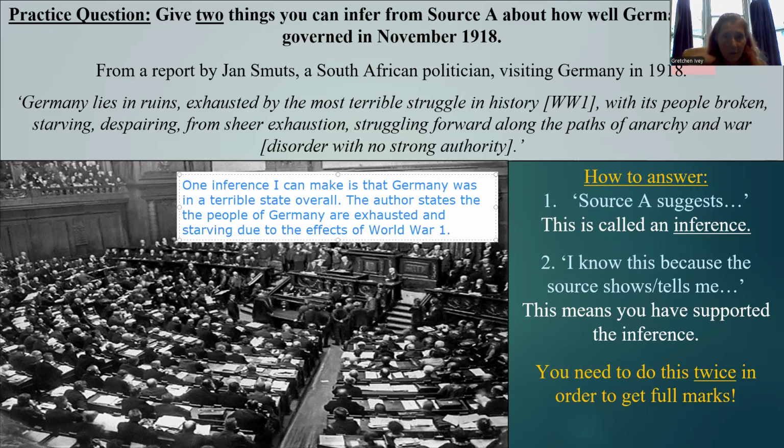Now, if you did something similar a second time, maybe talked about how they're on the verge of anarchy as well, you could say that the political situation in Germany is dire, being that they could fall into anarchy or even get back into a warlike situation, maybe a civil war. Should get full marks for that. Okay, so that's just an example of how you can answer an inference question and get full marks.